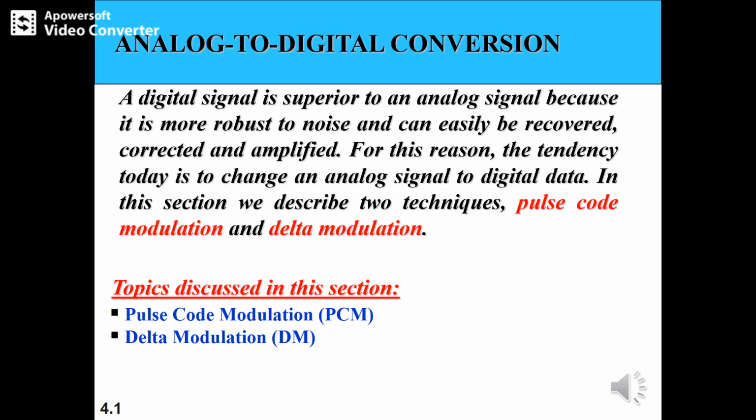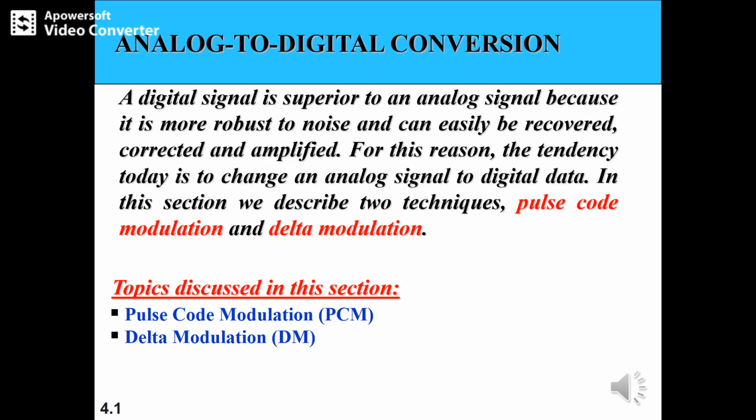Hello everyone. In this session, I'll explain how analog to digital conversion will take place. While converting analog to digital, the input is an analog signal, and in the transmission medium the information, that is the analog signal, is converted to digital. For this reason, the tendency today is to change an analog signal to digital data.